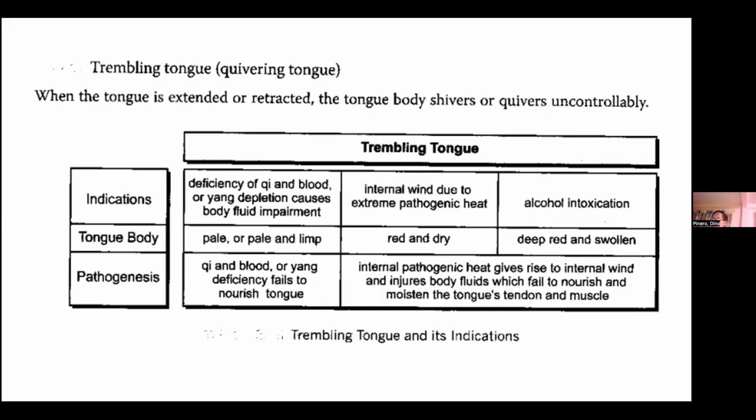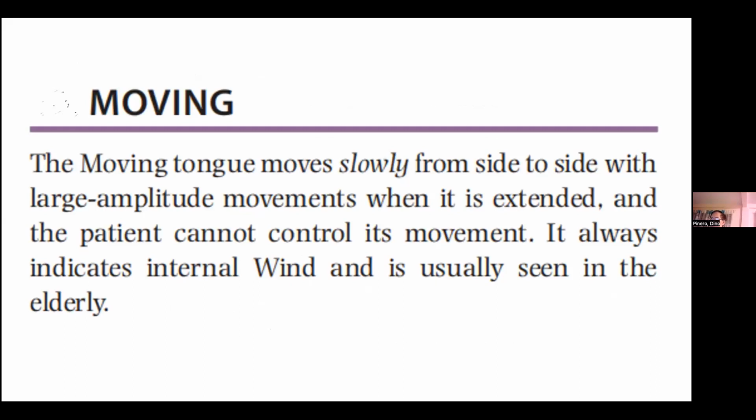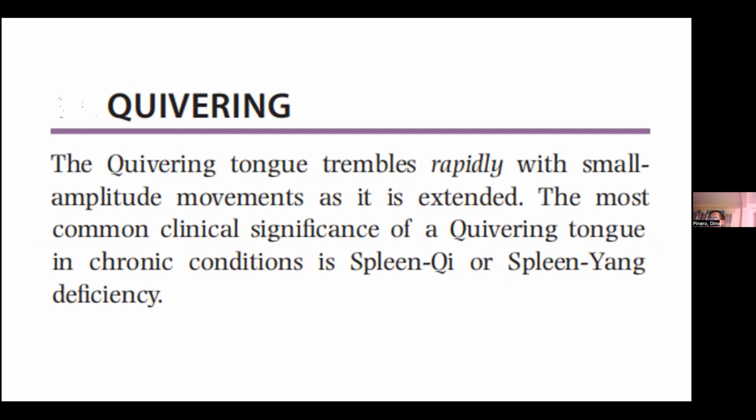Next, the moving tongue. The moving tongue moves slowly from side to side with large amplitude movements when it is extended, and the patient cannot control its movement. It always indicates internal wind and is usually seen in the elderly. So usually this moving tongue is seen in the elderly and has large amplitude movement, meaning the tongue moves a lot from side to side. For a quivering tongue, it trembles rapidly with small amplitude movement, so the movements are small while it is extended. The most common clinical significance of a quivering tongue in chronic conditions is spleen qi or spleen yang deficiency. Okay? So, moving tongue, internal wind; quivering, spleen qi and spleen yang deficiency.